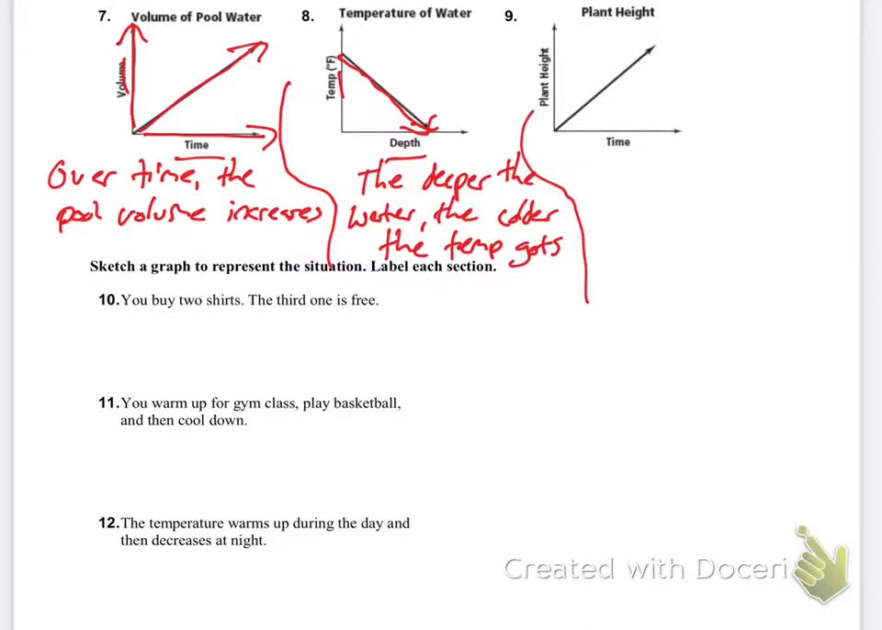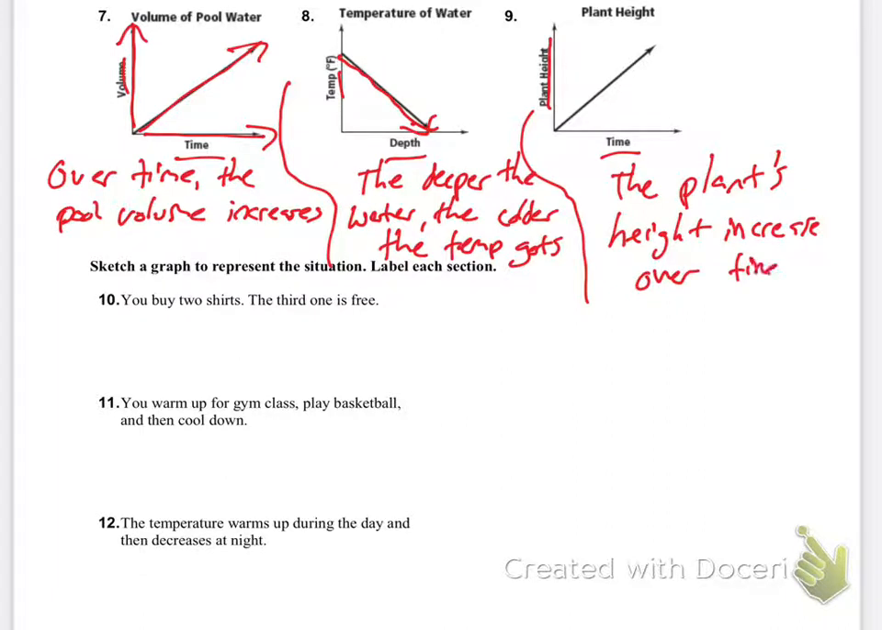All right, and then 9. So we have time and we have height of a plant. So the plant height increases over time. So it's a positive correlation between the two variables, so it increases over time.